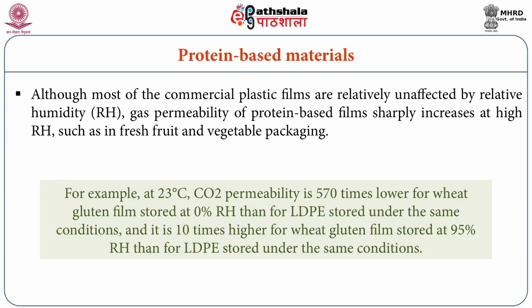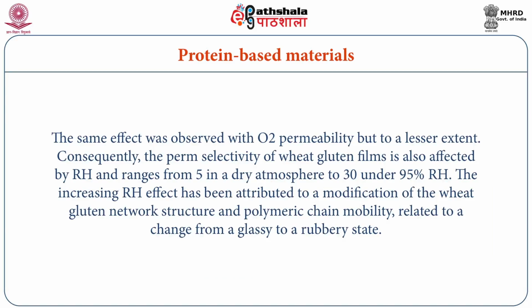For example, at 23 degrees Celsius, carbon dioxide permeability is 570 times lower for wheat gluten film stored at 0% relative humidity than for LDPE stored under the same conditions, and it is 10 times higher for wheat gluten film stored at 95% RH than for LDPE stored under the same conditions. The same effect was observed with oxygen permeability, but to a lesser extent.